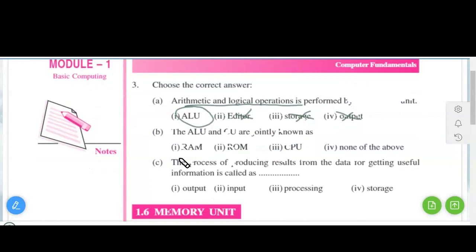Next one is: ALU and CU are jointly known as. So this ALU and CU, they are available in which one? Here you can see RAM, we have not learned about that. ROM, we have not learned about that. ALU and CU are components of your CPU. That's already been discussed. So the answer is CPU.